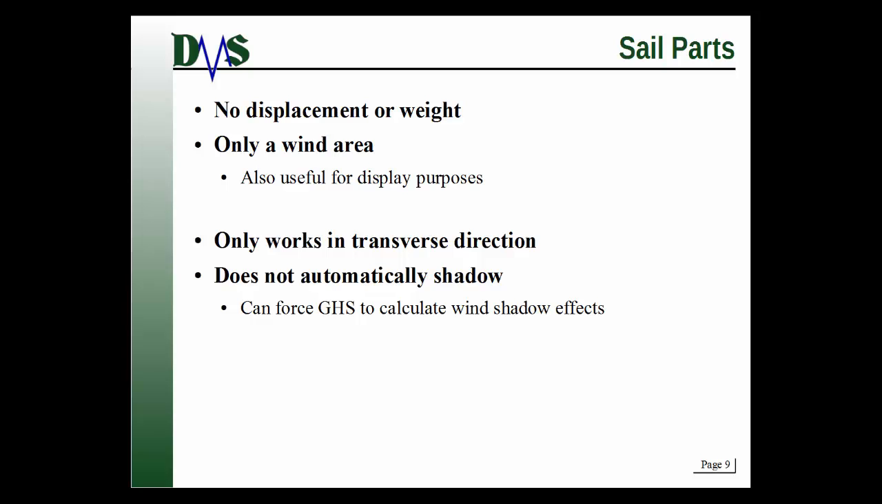A few last things to mention about sail parts. Number one, displacement parts, your hull parts, they also produce a wind area. So if you've got your hull, you don't need to add a second sail part on top of it for its wind area. The hull will already catch the wind area, and it will only catch wind area for the section that's above the water line.